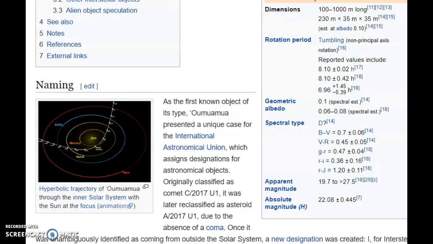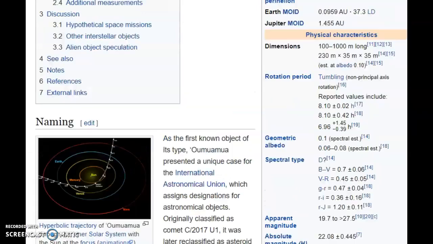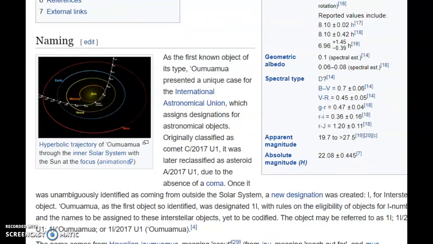There is a famous object. It's not a comet, but an interstellar object called Oumuamua, I guess. I should have learned the pronunciation.